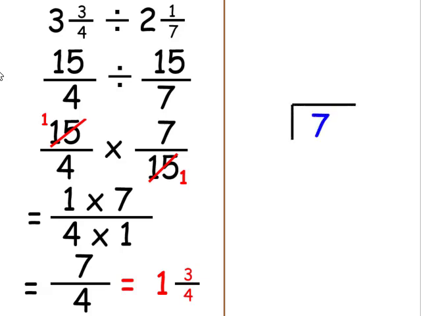If we're looking to do it visually, 4 goes into 7 one time. 1 times 4 is 4. 7 minus 4 is 3. And our remainder becomes the numerator to our divisor.